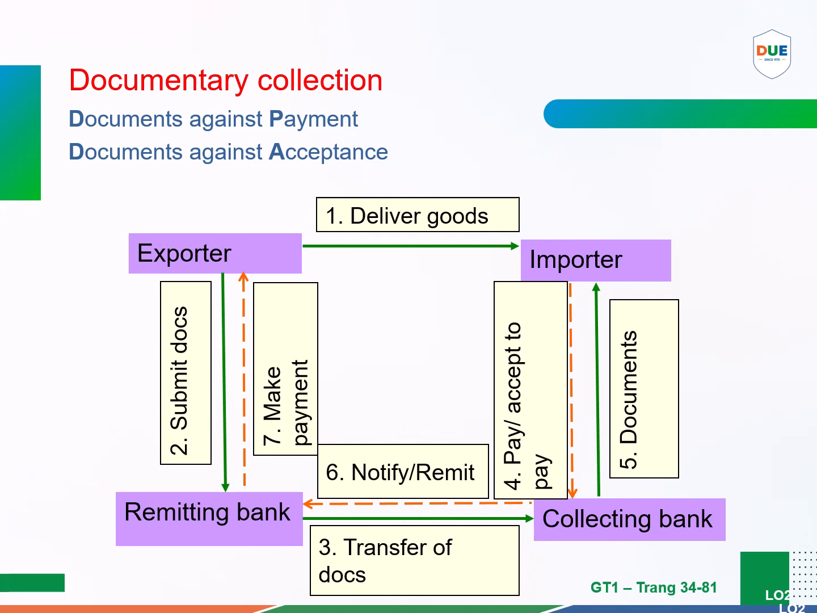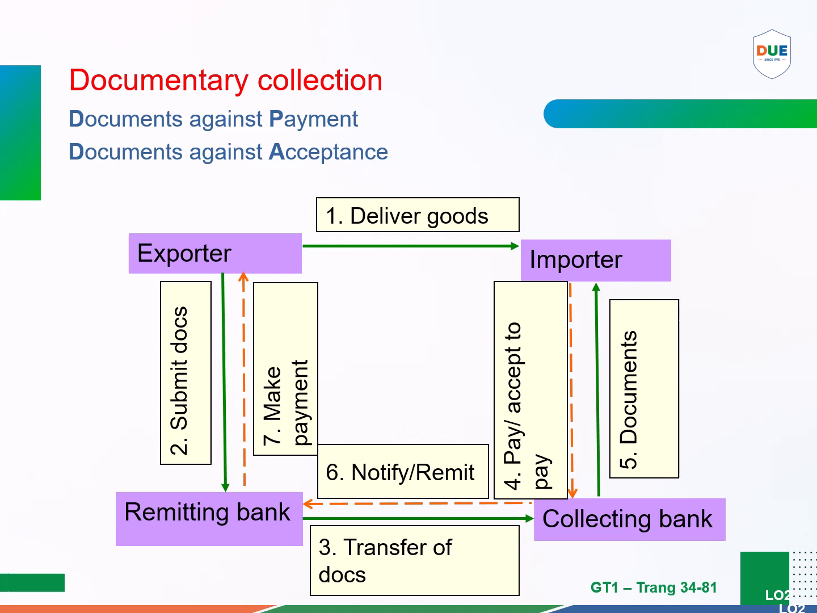Documentary collections have two common forms: documents against payment, where the buyer must pay immediately to receive the documents and collect the goods, and documents against acceptance, where the buyer accepts a time draft to pay later and receives the documents, with payment made on the due date stated on the draft.